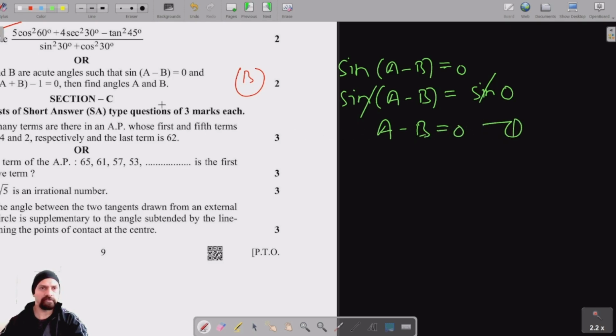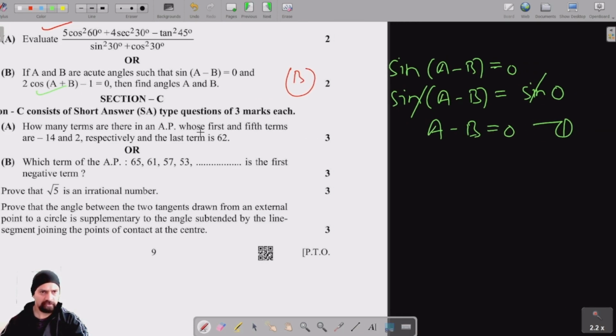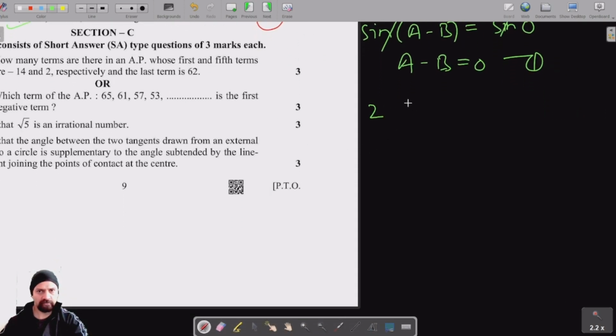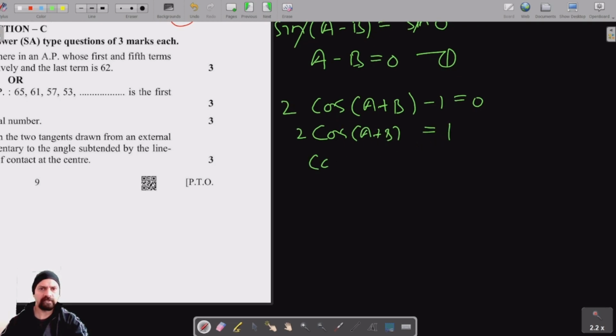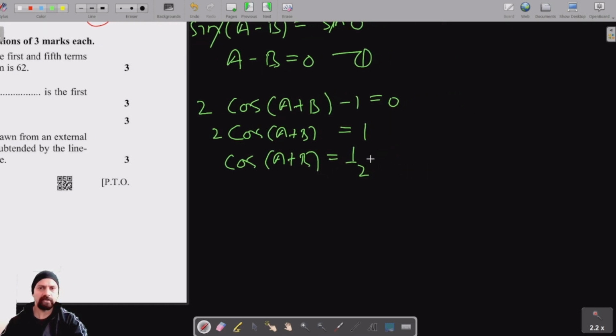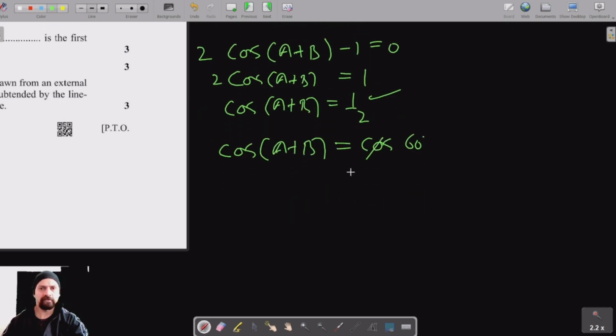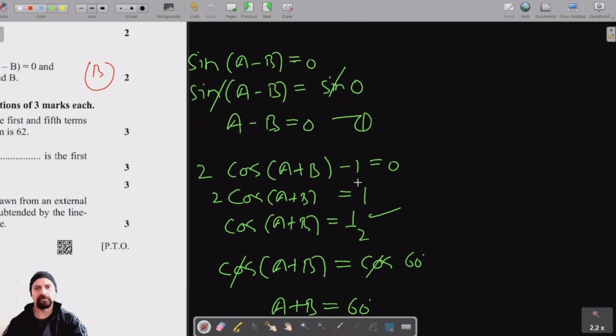This is our first equation. For the second, it's given that 2 into cos of (A plus B) minus 1 is equal to 0. So this gives cos of (A plus B) is equal to half. And we know that cos 60 is half, so A plus B is equal to 60.